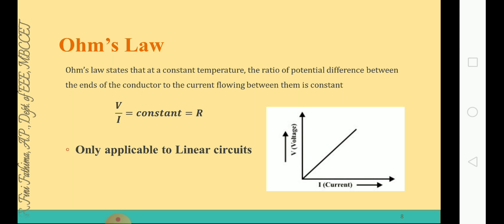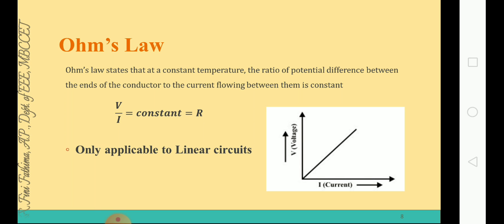So I hope you understood what Ohm's law is. Can you tell me what Ohm's law states? Ohm's law states that at a constant temperature, the ratio of the potential difference between the ends of the conductor to the current flowing through it is a constant. So if you increase the current, the voltage will also increase in that component. Or in other words, if I increase the voltage applied across the component, then naturally the current will also increase. That is shown in our graph.